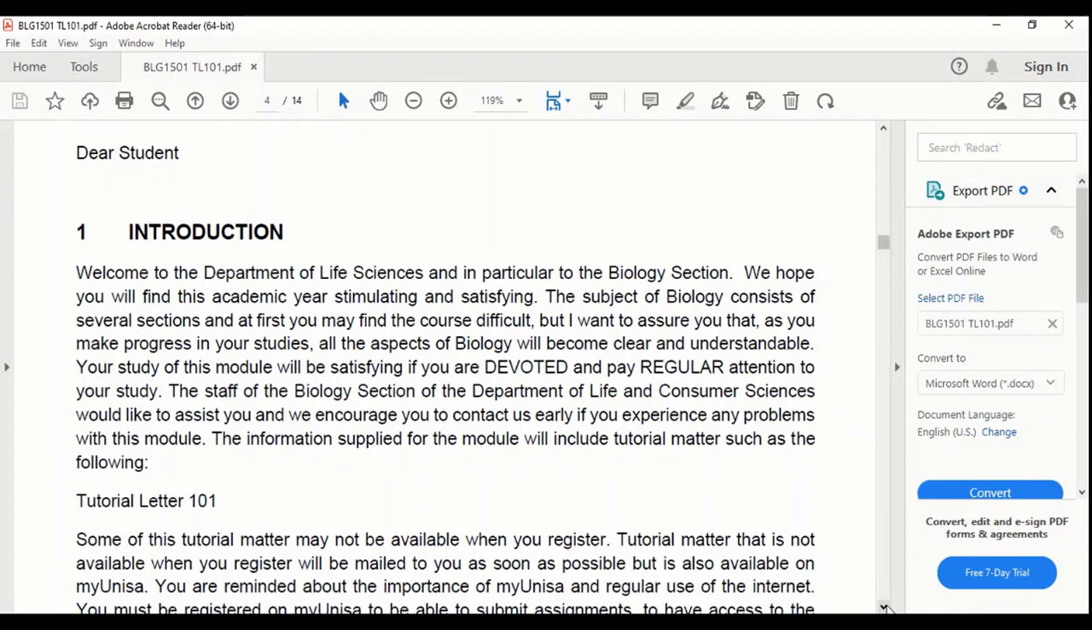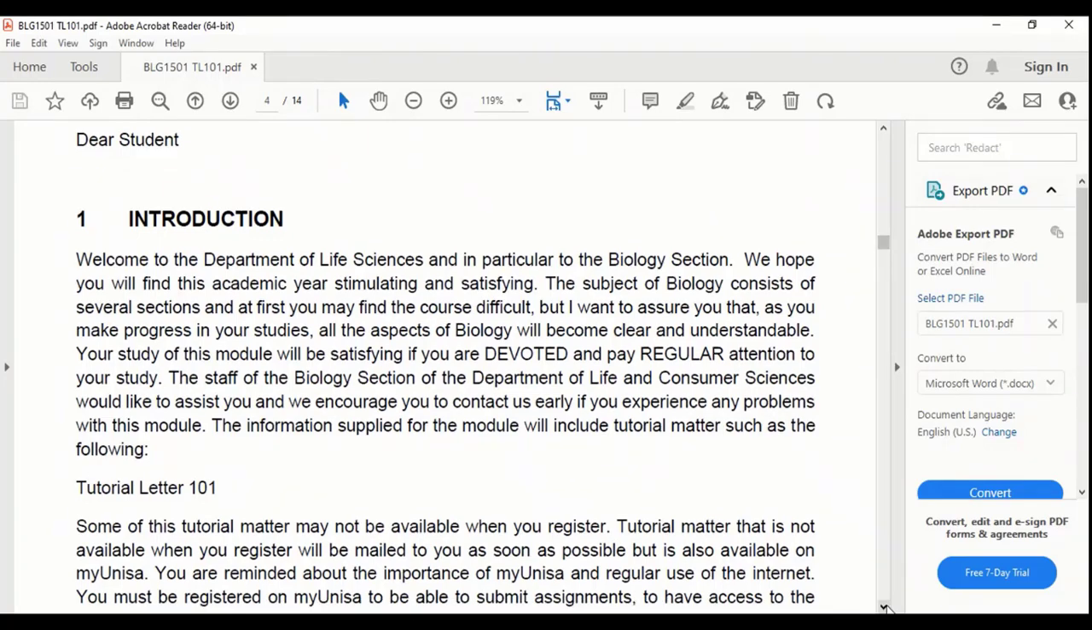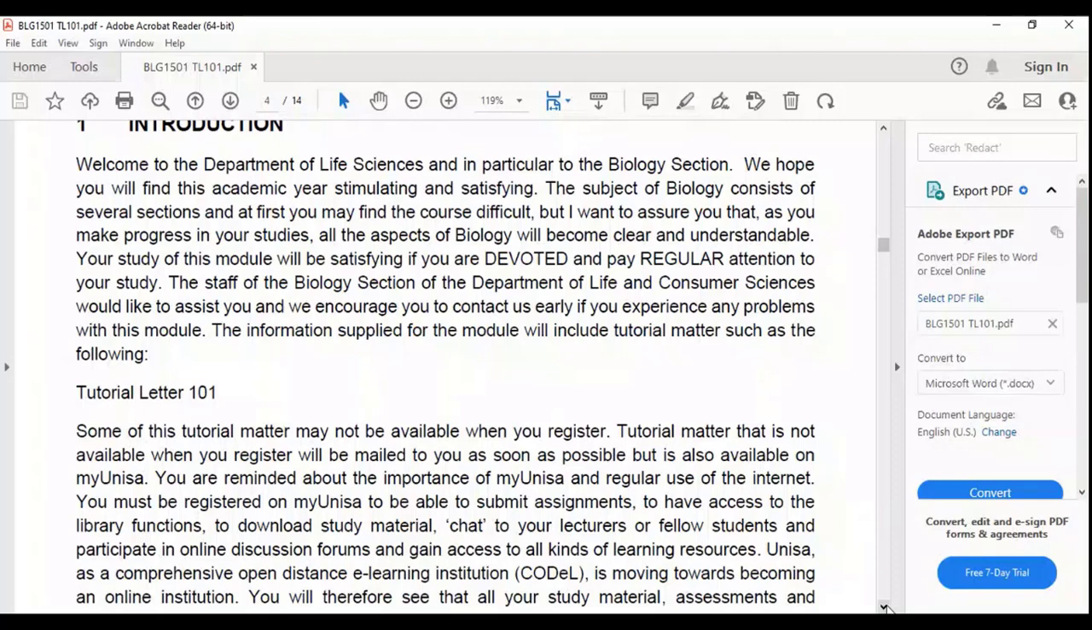So this biology module consists of several sections, and you may find it difficult, but as you go on, we want to assure you that you will make progress in your studies. And obviously, people like myself are here to assist you where you might be lagging or struggling in all aspects. So all aspects of this biology will be clear and understandable. Your study for this module will be satisfying if you devote regular attention to the study here. The staff in the biology section and consumer science would like to assist you and encourage you.